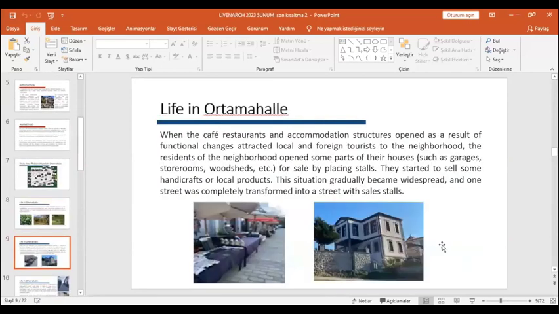The cafes, restaurants, and accommodation structures opened as a result of functional change attracted local and foreign tourists to the neighborhood. The residents of the neighborhood opened some parts of their houses, such as garages, storerooms, woodsheds, etc., for sale by placing stalls. They started to sell some handicrafts and local products. This situation gradually became widespread, and one street was completely transformed into a street with sales stalls.